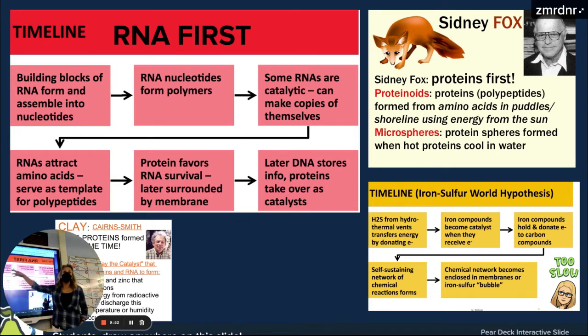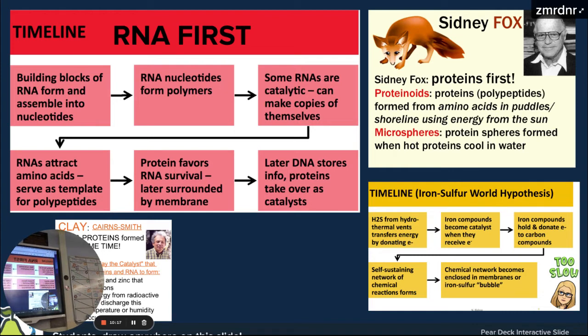Okay, so we talked about RNA coming first. Then we talked about that later DNA stored that info. Remember when we talked about the central dogma, DNA to RNA to proteins is how we know it now, but maybe it started as RNA and DNA was just a storage device, and then proteins worked off of that. Okay, on your iron-sulfur world, this is just what I mentioned in class.